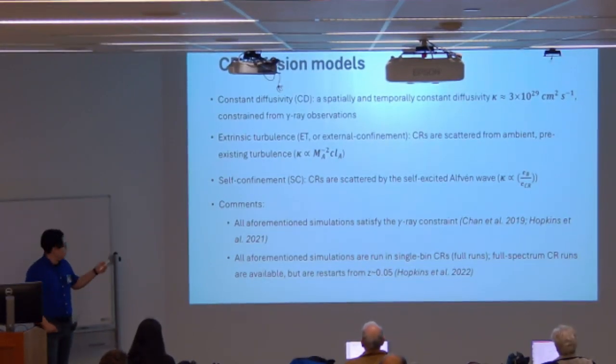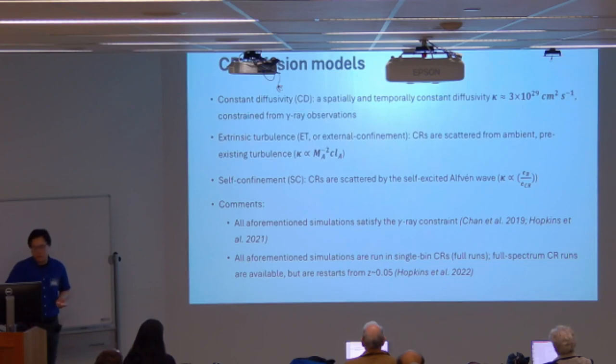All those models here, however, are running single beam cosmic spectrum, as I mentioned in the first slide, because most of the energy is concentrated around this very narrow range of bands, so it's a very good approximation to treat them as single beam cosmic rays. Those reruns restart from redshift around 0.05. All those other runs are run from the very beginning.